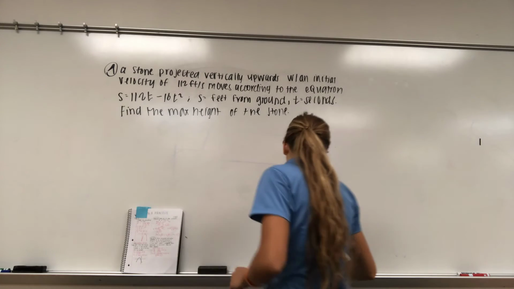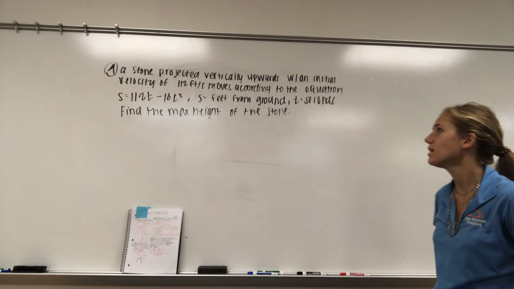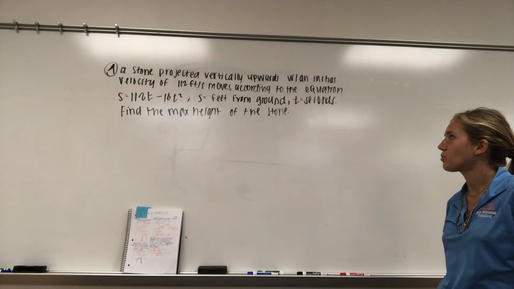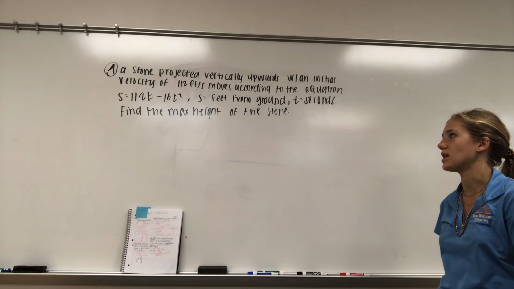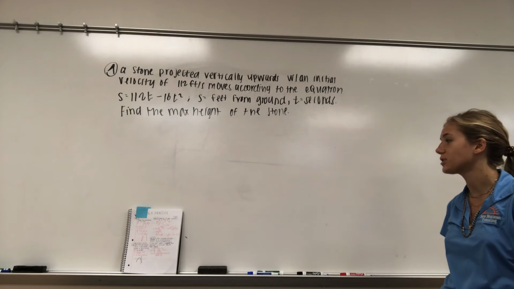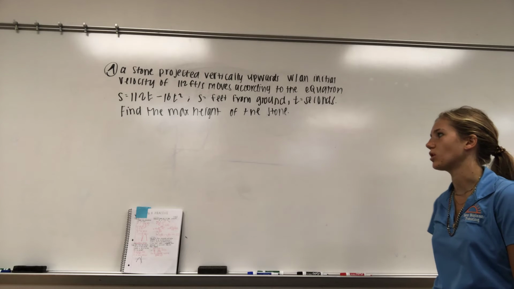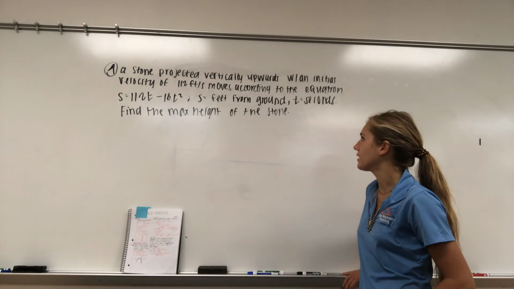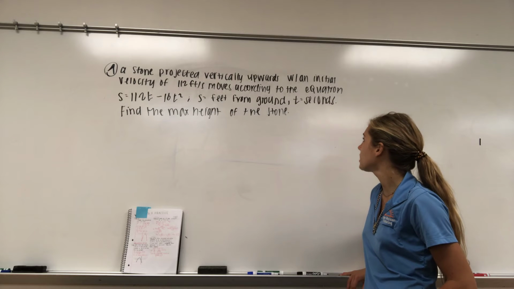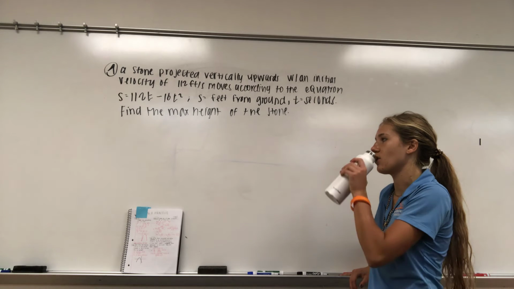Okay, so this is kind of a long problem, obviously going to be a word problem, but it just says a stone projected vertically upwards with an initial velocity of 112 feet per second moves according to the equation s is equal to 112t minus 16t squared, where s is equal to feet from the ground and t is equal to seconds, and it wants us to find the maximum height of the stone.